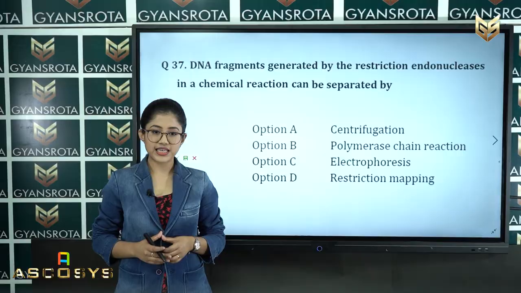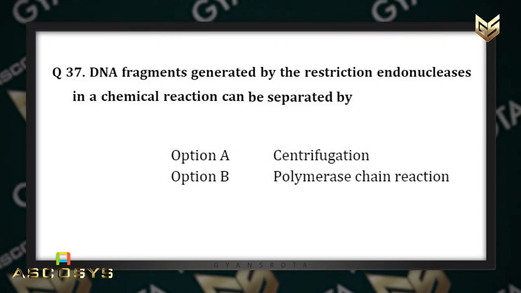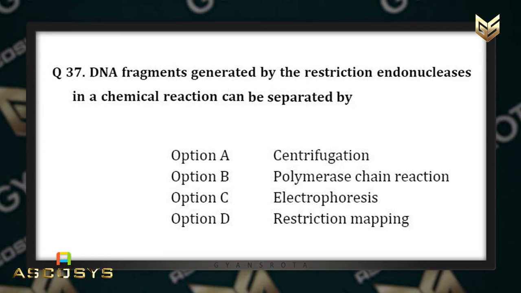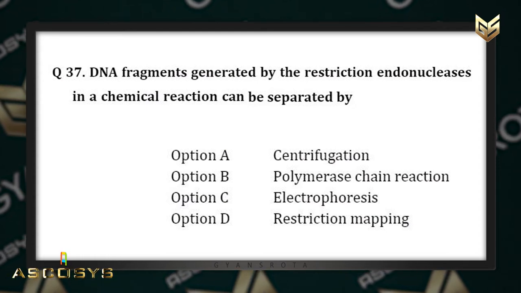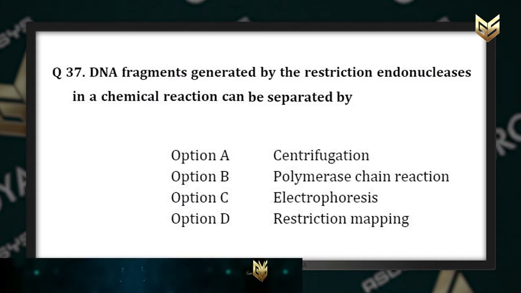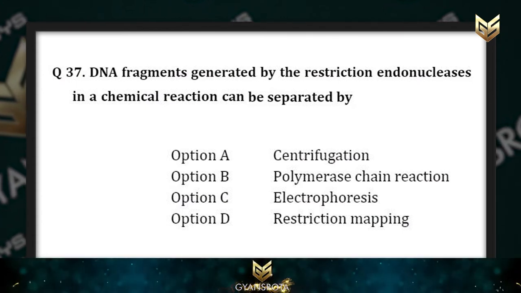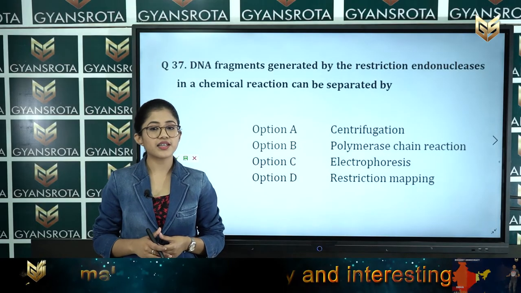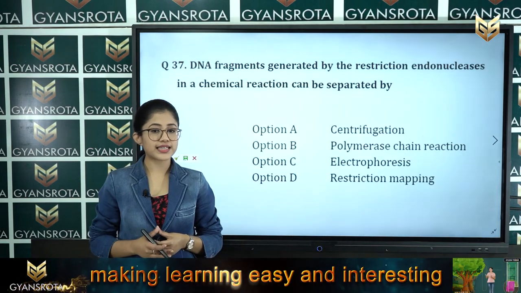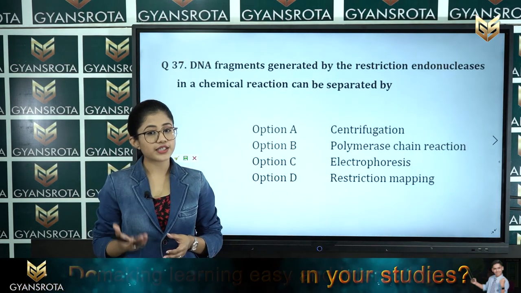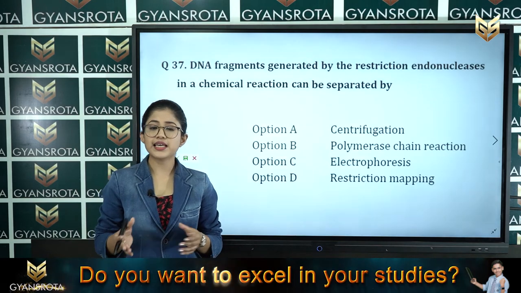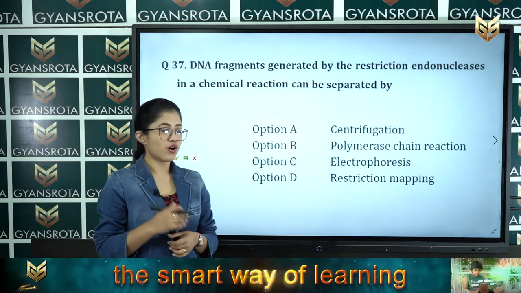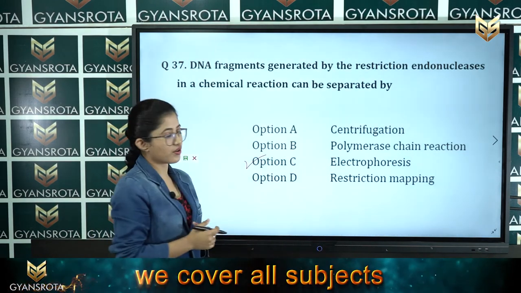In this question, you can see DNA fragments generated by the restriction endonucleases in a chemical reaction can be separated by option A, centrifugation, option B, polymerase chain reaction, option C, electrophoresis, option D, restriction mapping. This is from the chapter biotechnology. So, what is the correct answer? DNA fragments generated by the restriction endonucleases in a chemical reaction can be separated by electrophoresis. So, option C is the correct answer for this question.